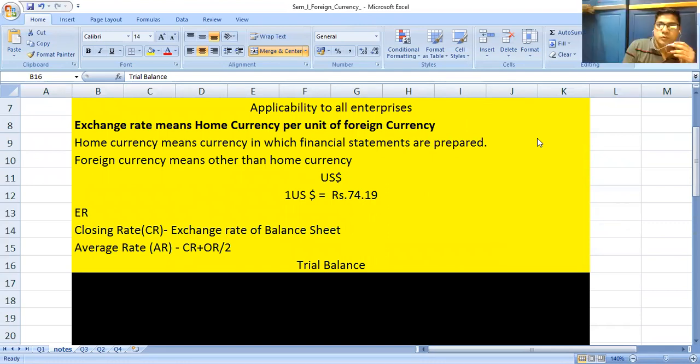You see, at the end of the year, all ledgers we have to close, and every ledger's closing balance we have to transfer to the trial balance. And the trial balance we prepare is a summary of the closing balances of ledgers.